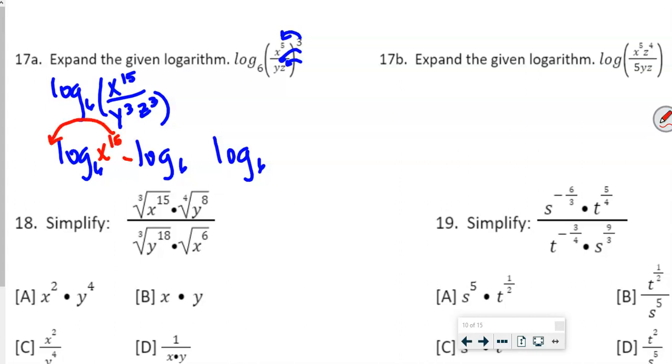This is going to be minus y to the 3rd. So again, this is going to move there. And then z to the 3rd. So again, this is going to move here. So let's write our final answer.